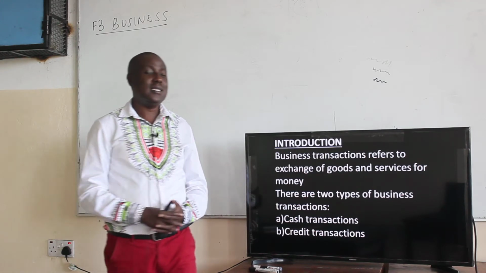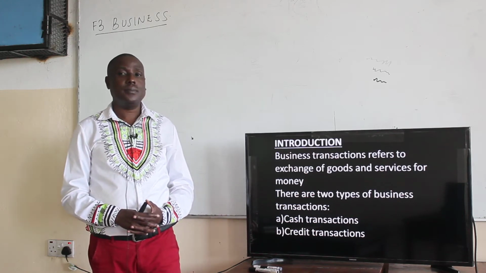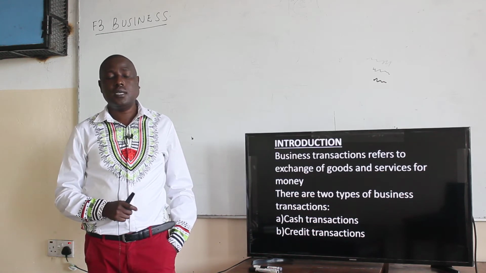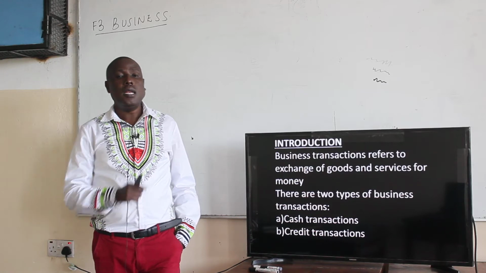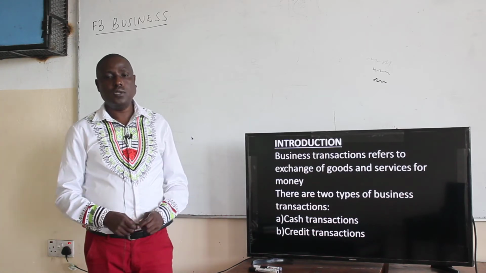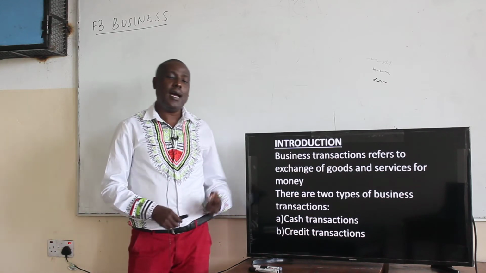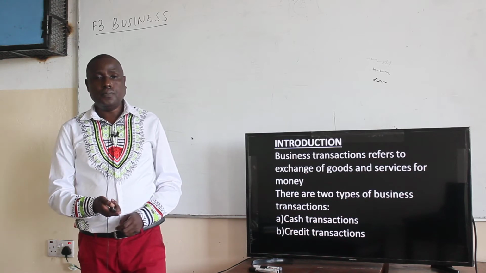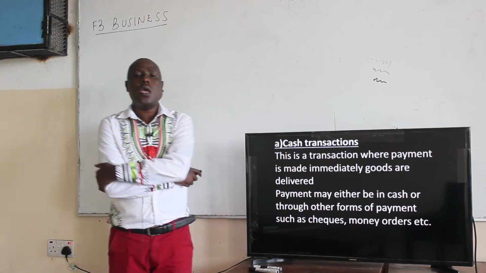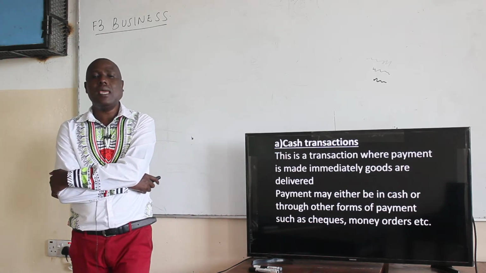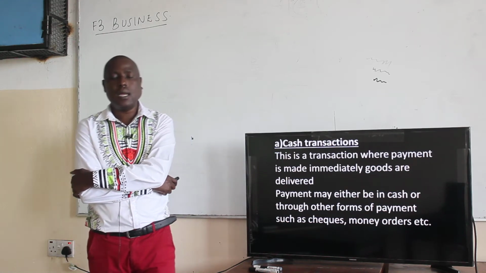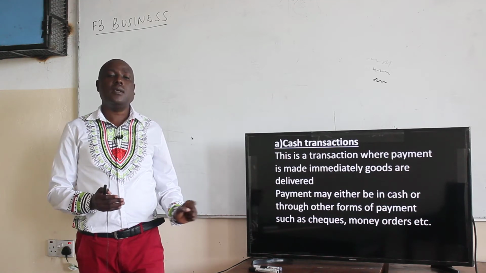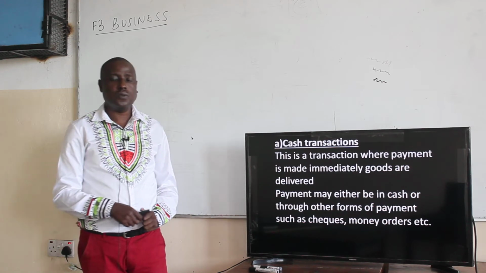But when someone gets married and dowry is paid, that is not a business transaction. Alright? Now, there are two types of business transactions. We have cash transaction and a credit transaction. Cash transaction is a transaction where payment is made immediately goods are delivered. So immediately we dispatch goods and payment is made. This is called a cash transaction.